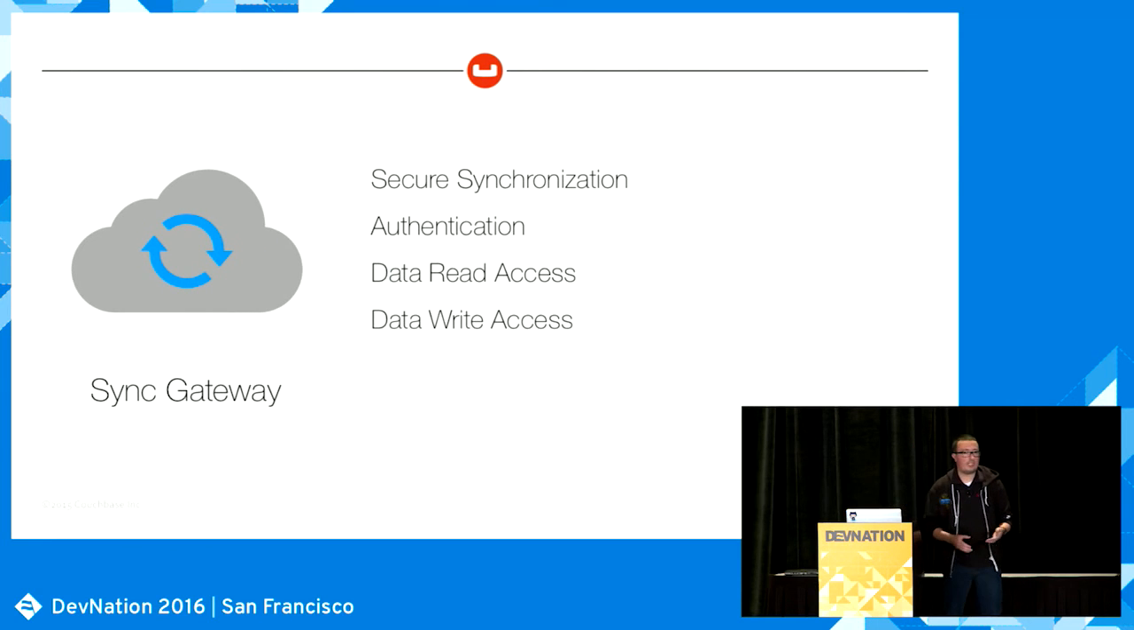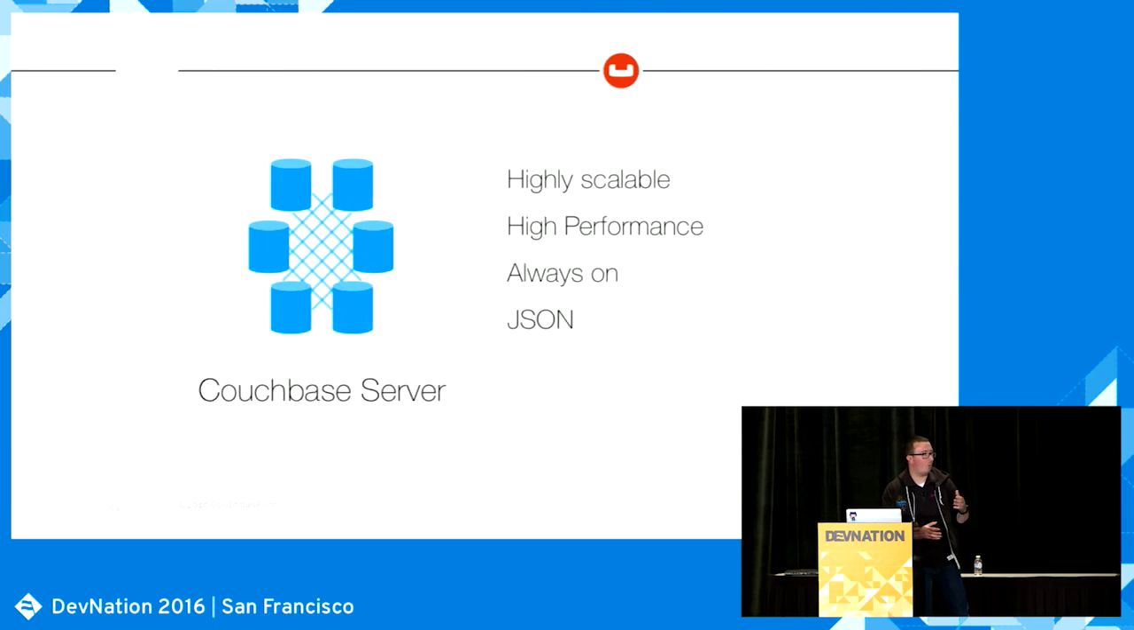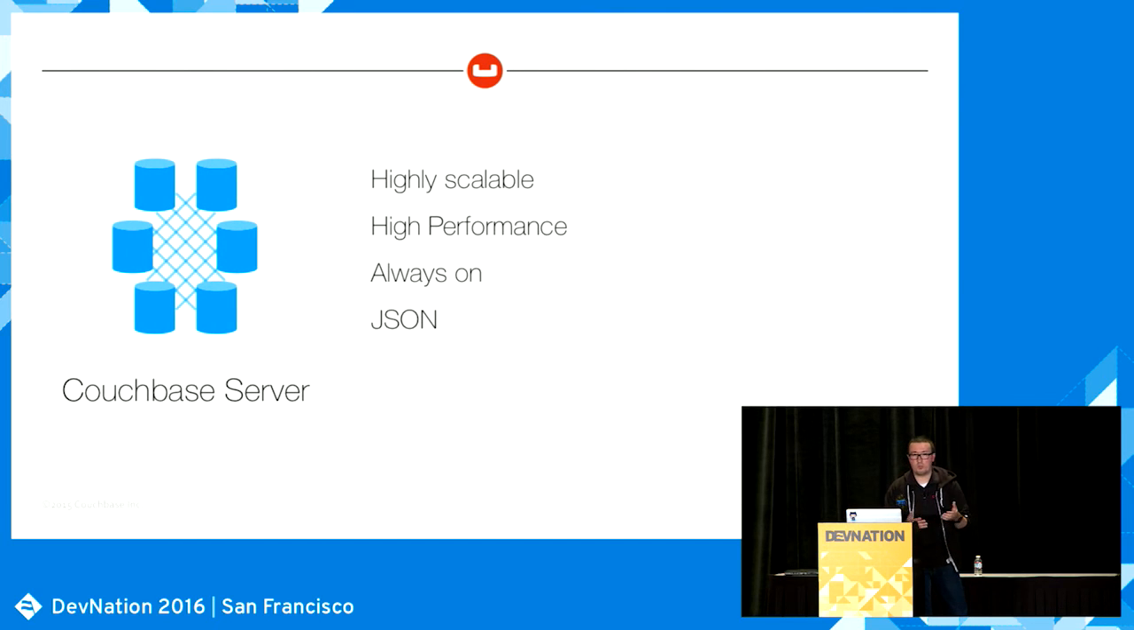Sync Gateway handles all of the synchronization between mobile and Couchbase Server. It handles all of the authentication and authorization, so read-write rules, all of that good stuff to get syncing between Lite and Server. Sync Gateway is actually its own web service, so you install it on a server. It's a middleman web service. And then, of course, Couchbase Server, which we've already discussed. So I'll skip past this slide.